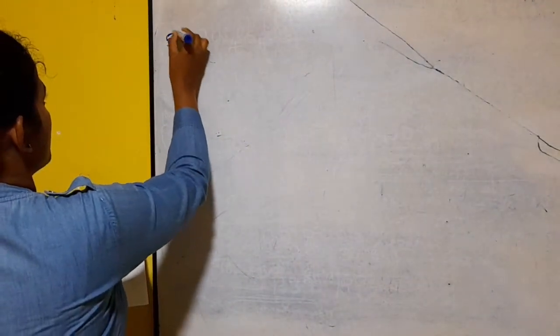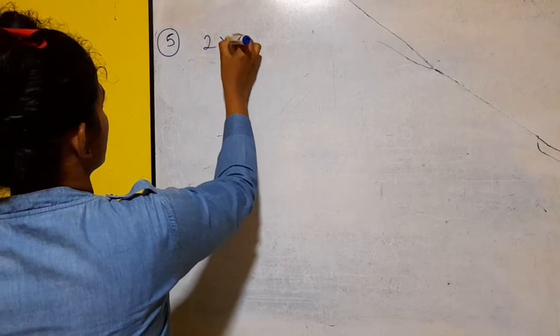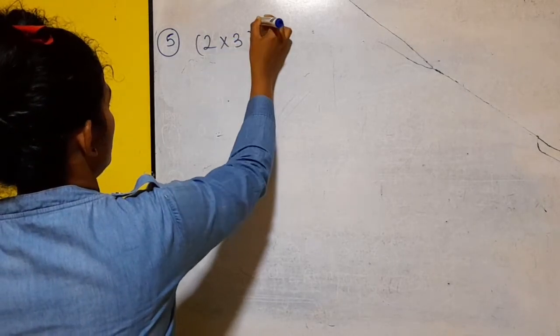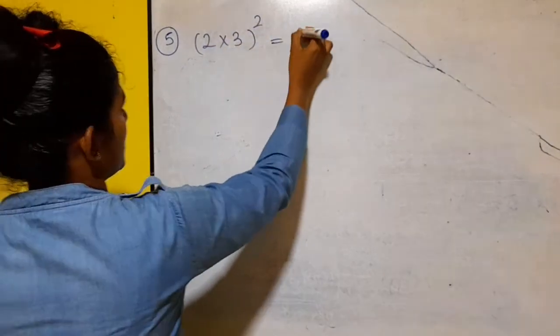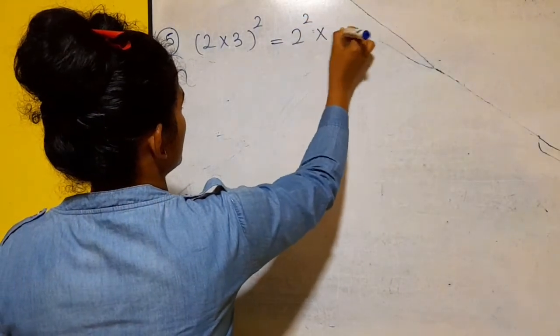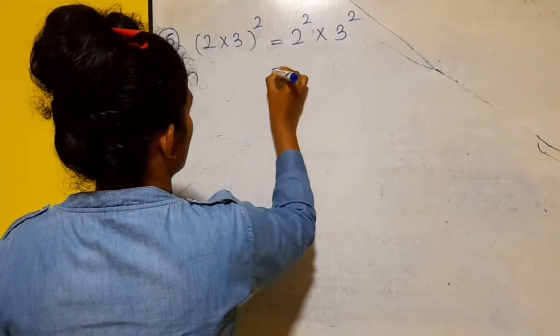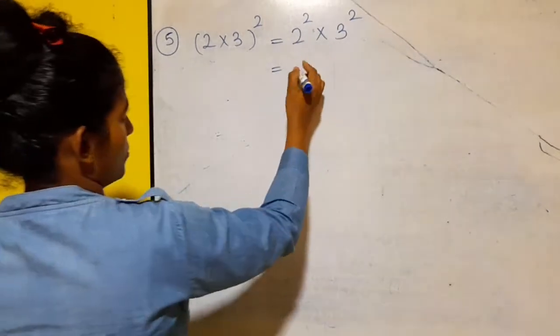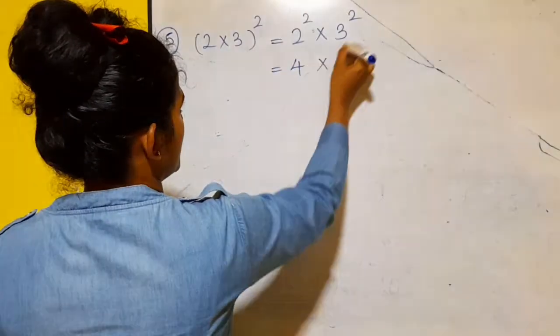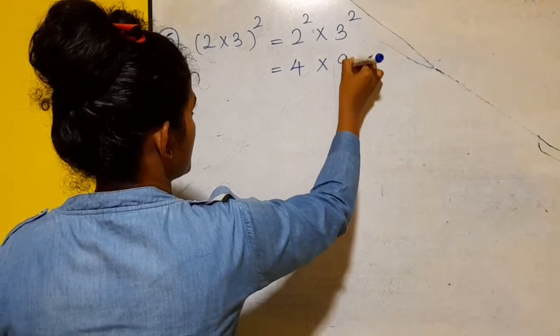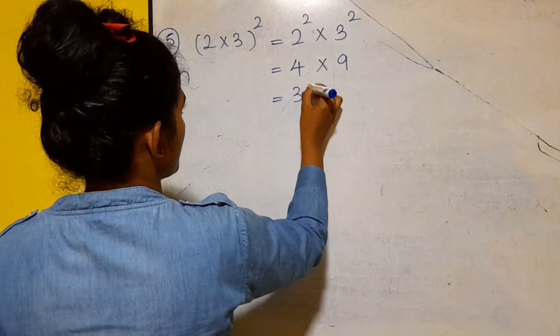Question number 5. Write 2 into 3 to the second power as a product of powers and find the value. So how to do that? We are given this: second power of 2 into 3. Then you can write it as 2 to the power 2 into 3 to the power 2. 2 to the power 2, if you expand this, 2 into 2, the answer is 4. Here 3 into 3, there is 9. So the answer will be 36.